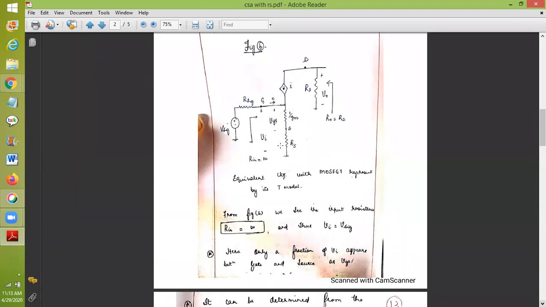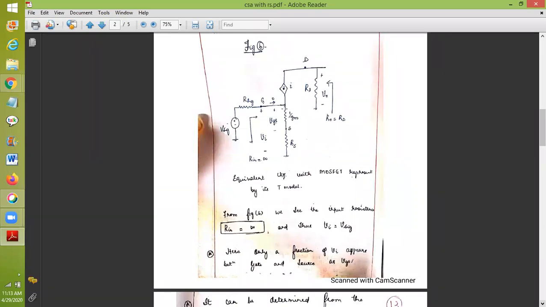How do you find the current that is flowing through these two resistances? Voltage by resistance. Which is the voltage and which is the resistance? Please answer, Prajwal. Which is the voltage? 1 by Gm divided by Rs. What is the voltage here? Total voltage from gate to ground.